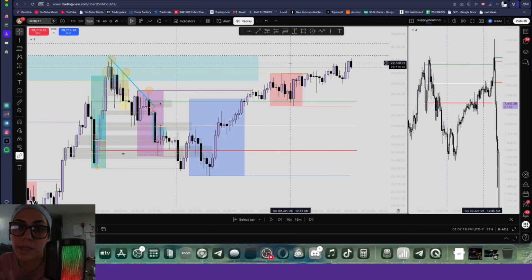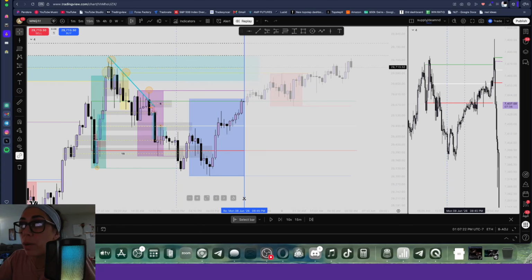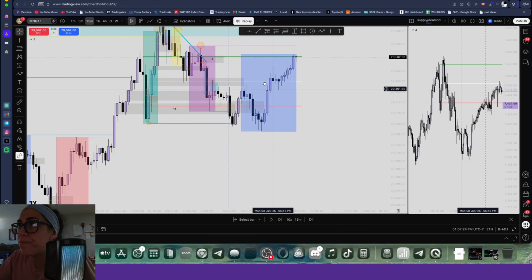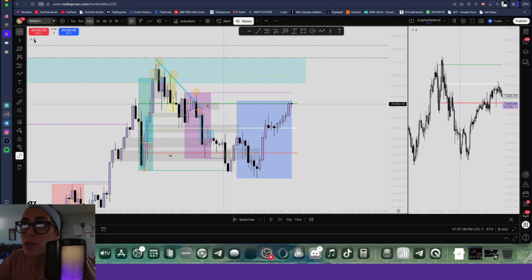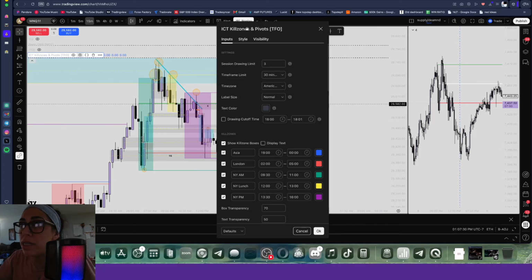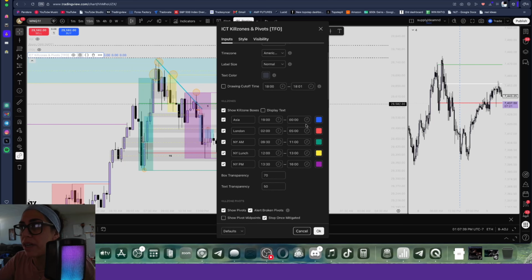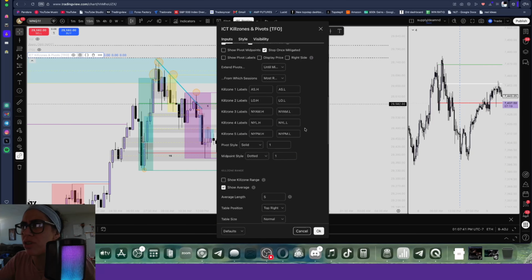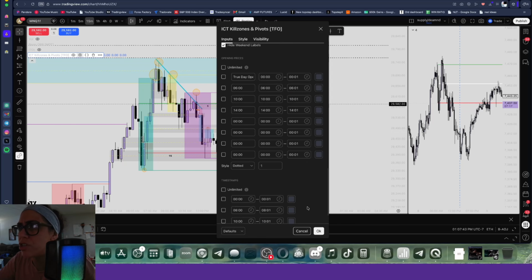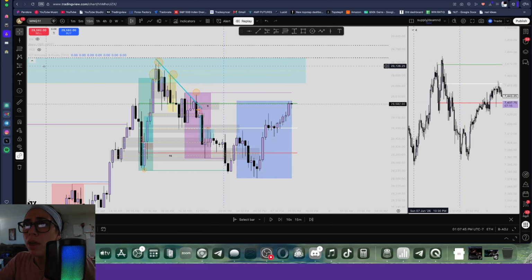As you can tell by the title, I'm going to be going over how I identify liquidity grabs. So right here, first things first, I turn on my indicator. I use the ICT kill zones and pivot. These are the settings that I use. I'm pretty sure it's just the default settings. I haven't changed anything. So yeah, you turn on that.